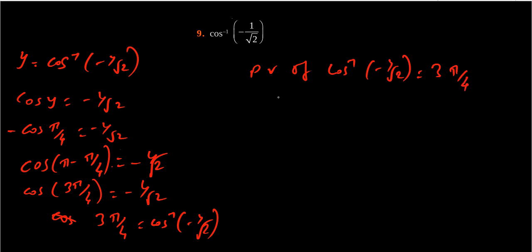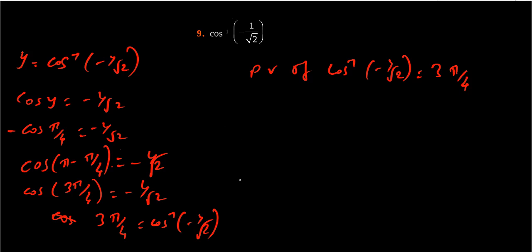And the principal value branch for this cos inverse function will be from 0 to pi. Cos function will be from 0 to pi.